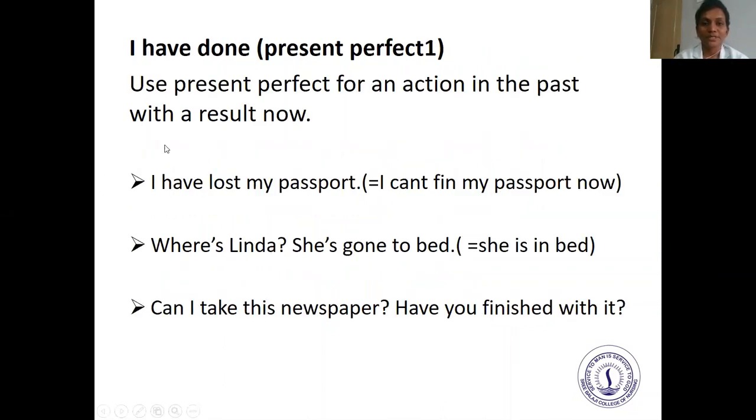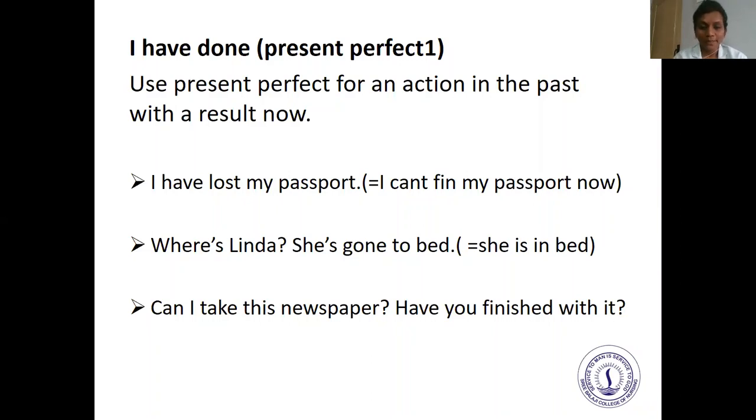And present perfect. I have done. Use present perfect for an action in the past with the result now. It happened in the past, but it has the result now. Example, I have lost my passport. I have lost my passport, which means I can't find my passport even now. It is lost.